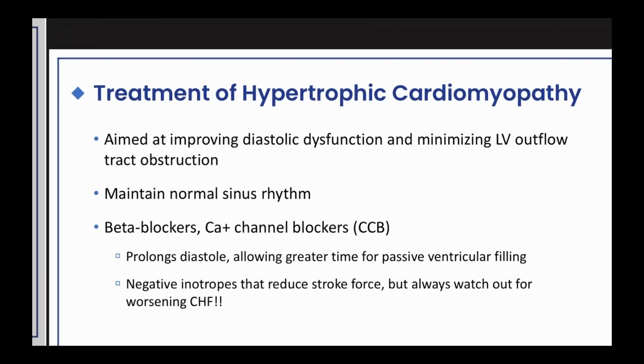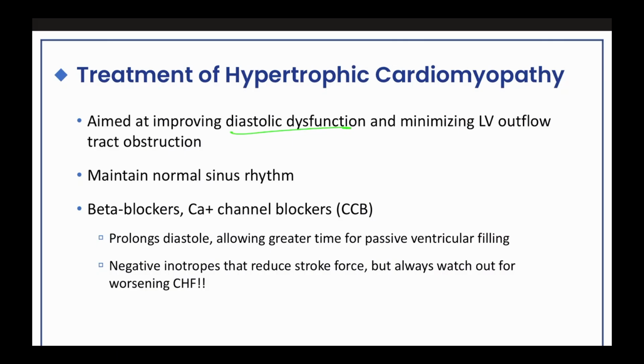Treatment: improving diastolic dysfunction, minimizing that outflow tract obstruction. Another goal is to maintain normal sinus rhythm. So treatments are beta blockers and calcium channel blockers. Those are the big ones we give. They prolong diastole, so the heart is in that filling phase longer with a slower heart rate.